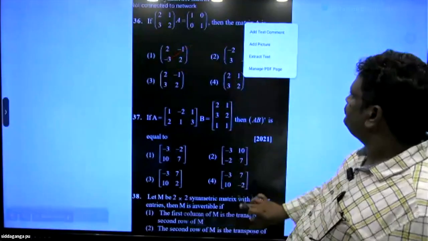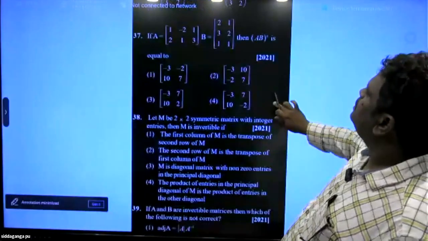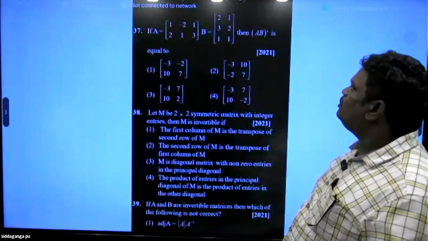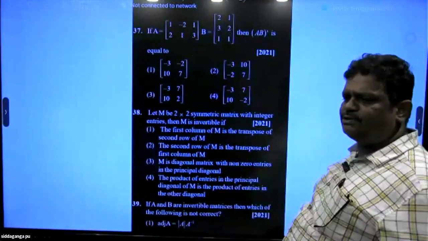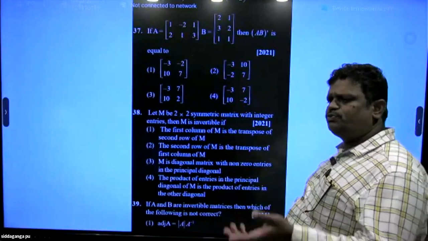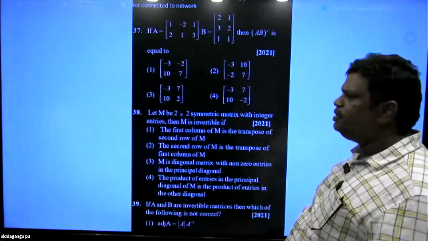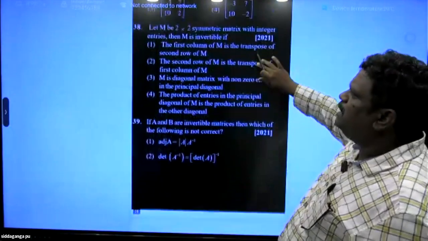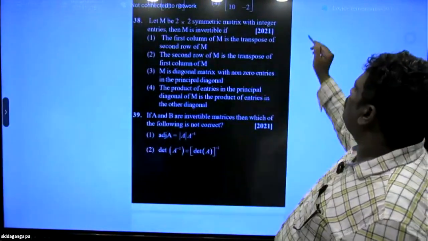Next we calculate this value. The A matrix is given and the B matrix is given. We find the A B product and apply the transpose of the product. Transpose means we interchange rows into columns and columns into rows. This is a little bit difficult, because we are comparing the concepts here.